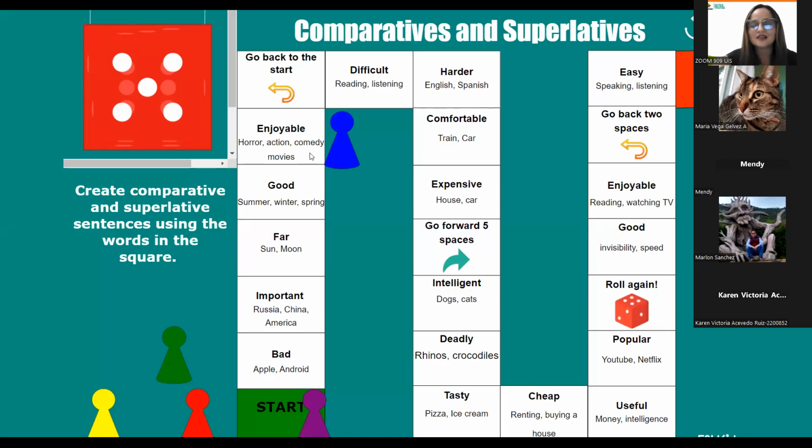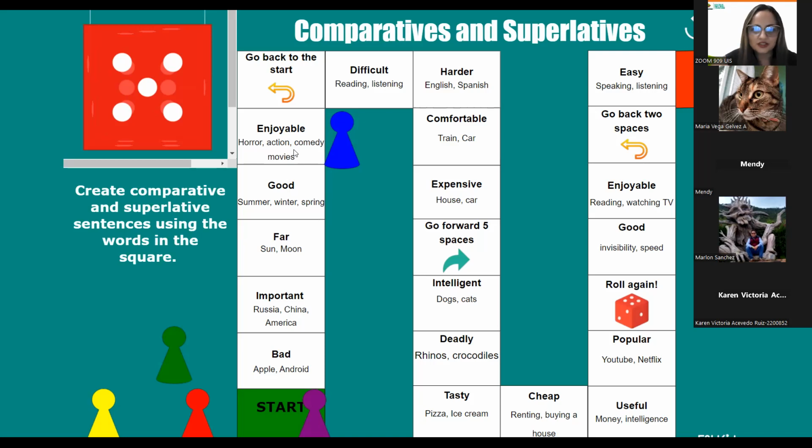So you can say something like this. Action movies are the most enjoyable for me, for example. Or you can also say comedies are more enjoyable than action movies. Whatever you want is fine. The idea is that you guys use the adjective you have there: enjoyable, good, far, important, bad, difficult, harder, okay?